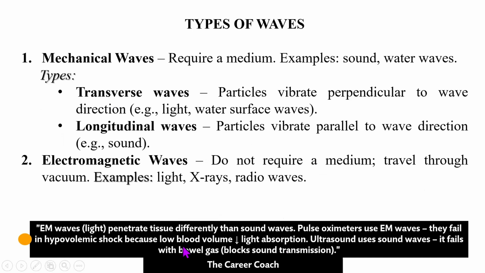Types of waves. The first one we'll talk about is mechanical waves. Mechanical waves are waves that require a medium. Example is sound, water waves. Types of mechanical waves are transverse waves. In transverse waves, particles vibrate perpendicularly to the wave direction. Example, light, water, and surface waves.